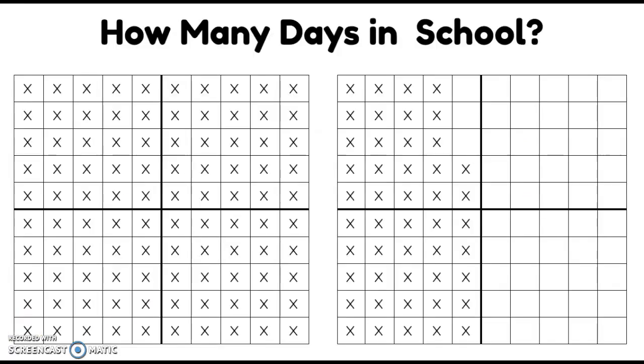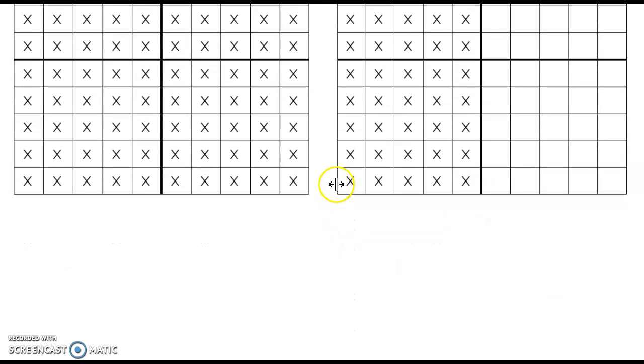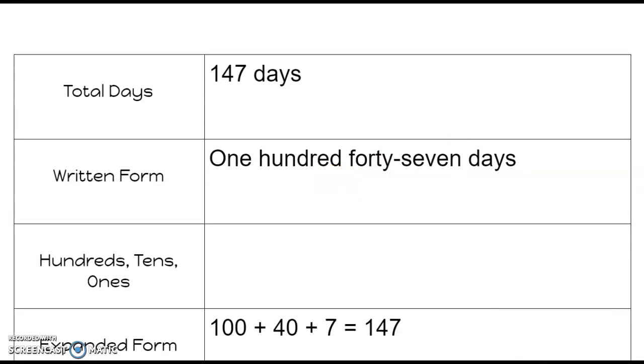So we know that yesterday was 147 days in school. What will today be? Let's find out. So we have 100 here. Let's count on by 5s. 100, 105, 110, 115, 120, 125, 130, 135, 140, 145, stop, 146, 147, 148. Awesome. So let's head down here.